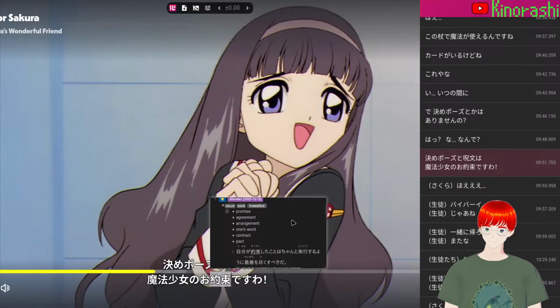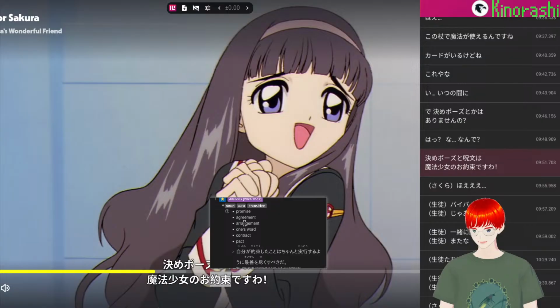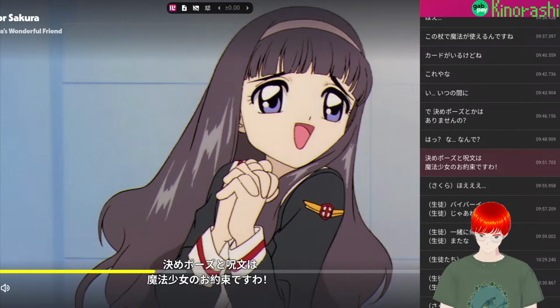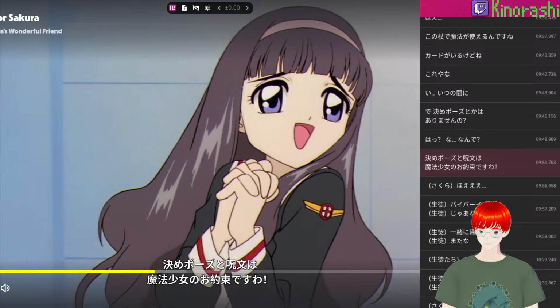Or maybe arrangement might be the word, going by this dictionary. A magical girl's arrangement. In other words, it's just part of being a magical girl to have a pose and an incantation. So, kimepozu to jumon. Kimepozu to jumon wa maho shoujo no o yakusoku desu wa.